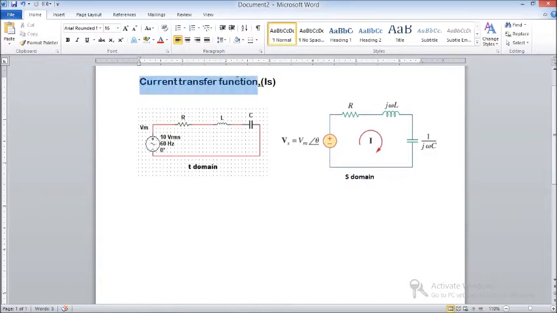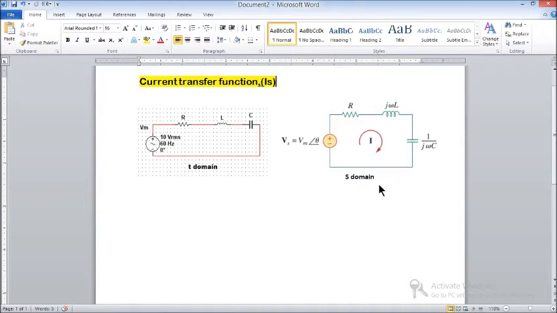Now, we will determine the current transfer function IS. If we have a look at the circuit given, the value of Vm is 10 sine omega t, and we can see there is R, L and C. The value of R, L and C can be changed according to the value that we want to pick, and that is the T domain circuit.